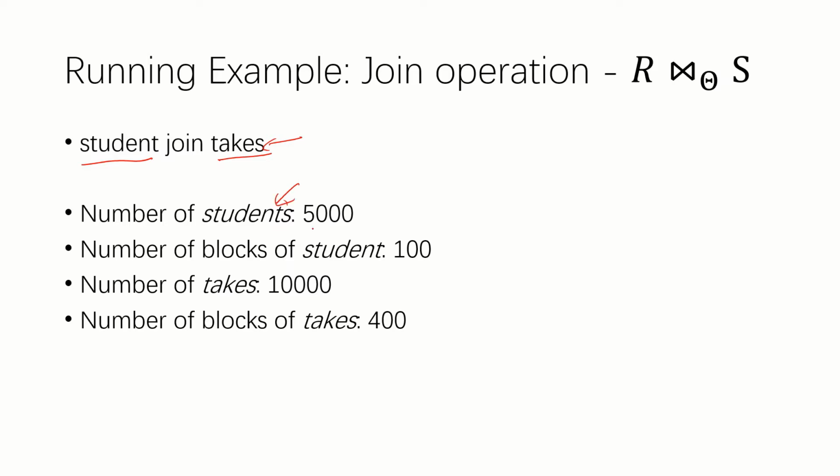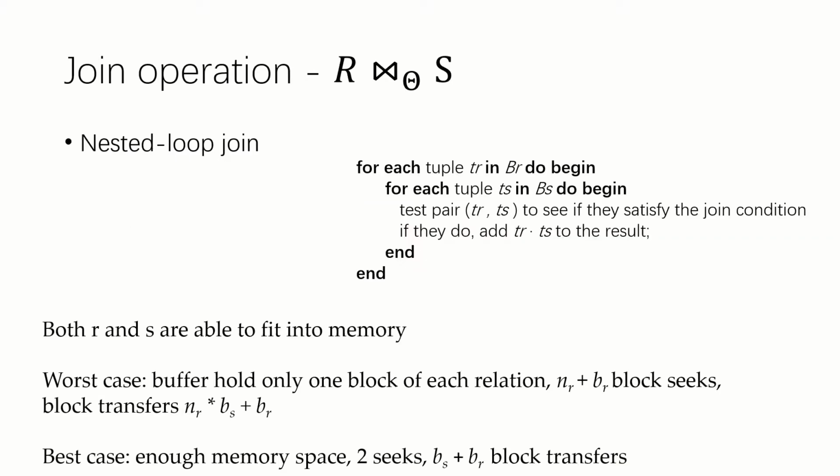The number of students is 5,000. Number of blocks of students is 100. Number of ticks is 10,000. So 10,000 tuples and 400 blocks of ticks. So these will be the base numbers that we'll be using. Let's look at the first one, which is the nested loop join.